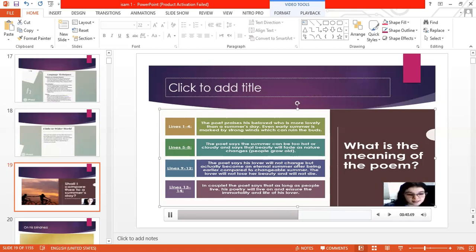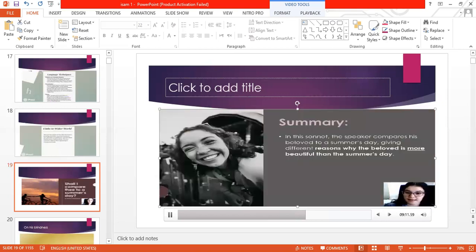Lines 9 to 12, the poet says that his lover will not change, but actually become an eternal summer after being earlier compared to changeable summer. The lover will not lose her beauty and will not die. Lines 13 to 14, in the couplet, the poet says that as long as people live, his poetry will live on and ensure the immortality and life of his lover.